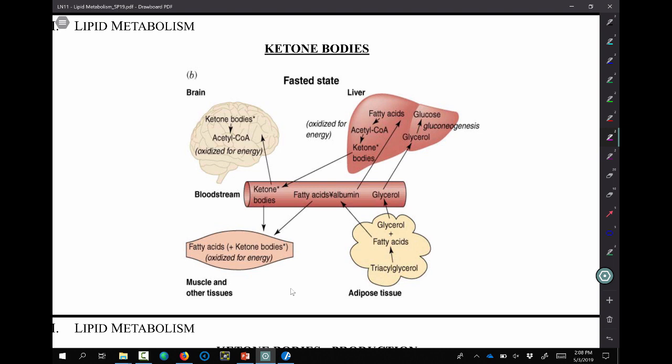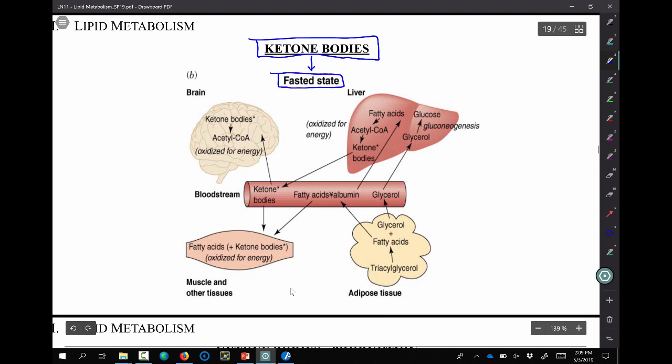Okay, so what I want to do now is talk a little bit about ketone bodies. Ketone bodies play a very important role as fuel sources for a variety of tissues, including the brain, actually, and cardiac tissue. We'll look at what ketone bodies are. Ketone bodies are in the bloodstream at fairly high levels during a fasted state, anywhere between 2 to 5 micromolar. I'm sorry, millimolar.